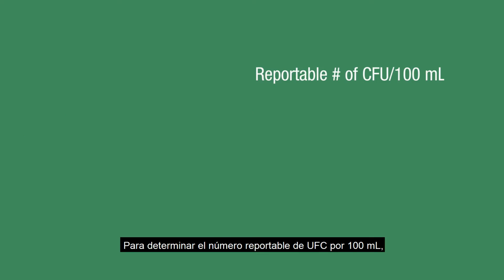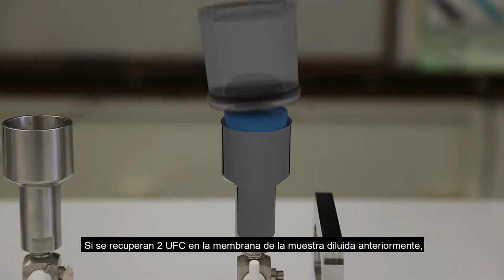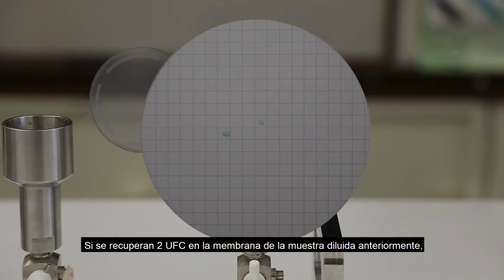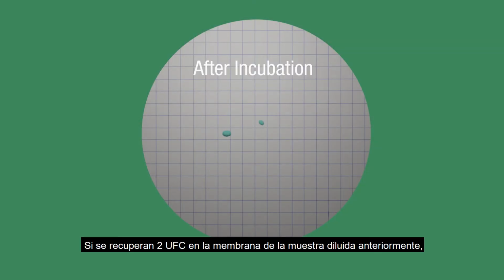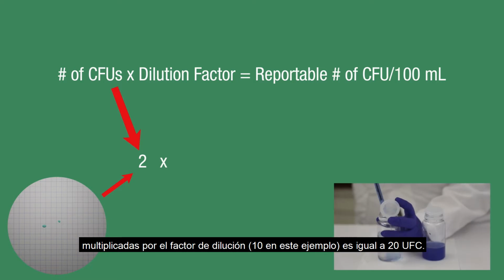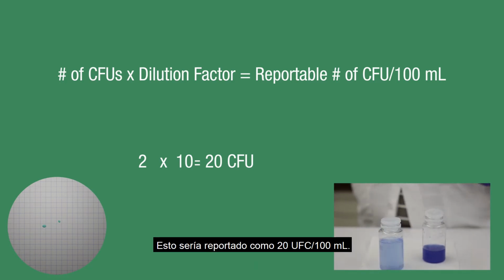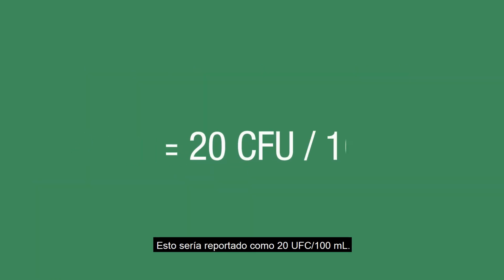To determine the reportable number of CFU per 100 milliliters, the number of counted CFU obtained from filtering should be multiplied by the dilution factor. If 2 CFU were recovered on the membrane from the diluted sample above, this would look like 2 CFU, the number of counted CFU, multiplied by dilution factor, 10 in this example, equals 20 CFU. This would be reported as 20 CFU per 100 milliliters.